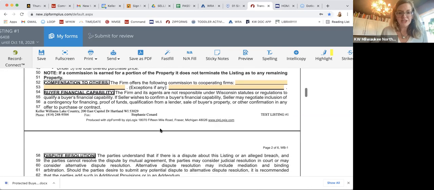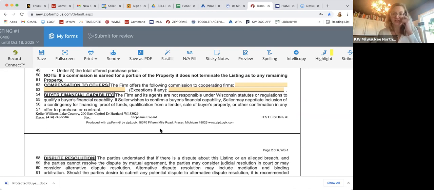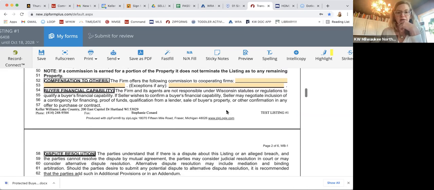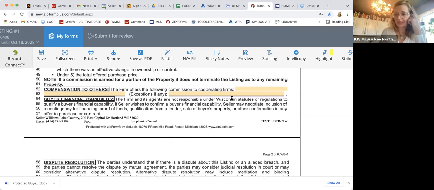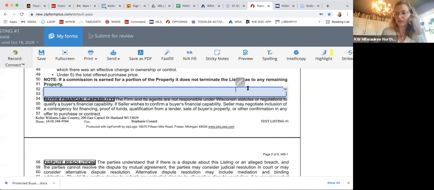Compensation to others. So this is an explanation to the seller of how we are compensating who brings the buyer. So the firm offers the following commission to cooperating firms. And you can name exceptions to that. I don't see that too often, but this is where our market in this area is typically 2.4%.